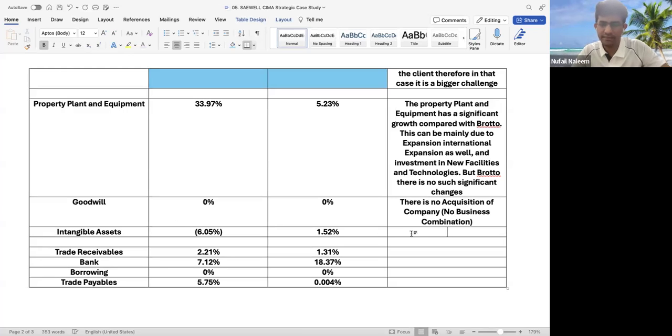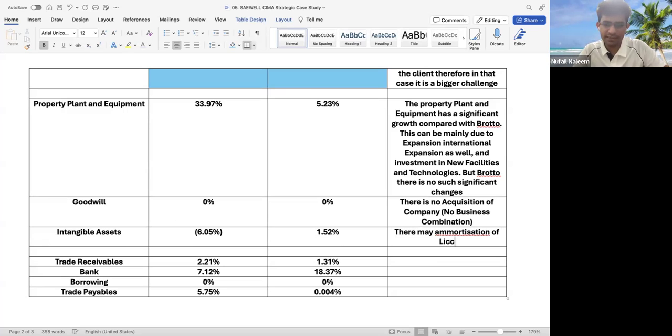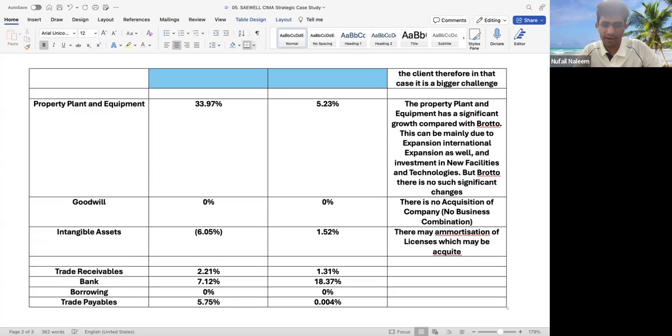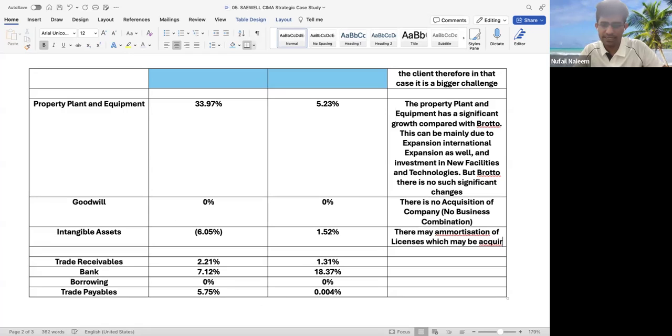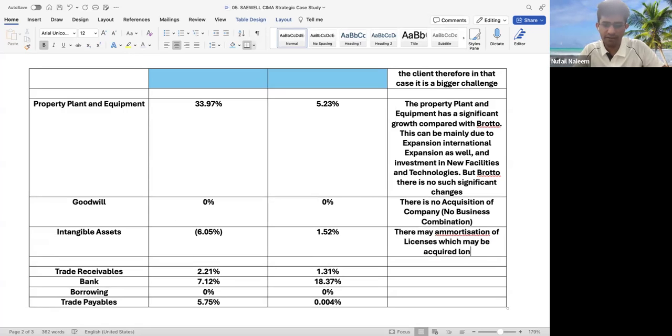So I can generally say there may be amortization of licenses which may be acquired a long time ago, because that is the reason it is falling down. That is clear, no, students?